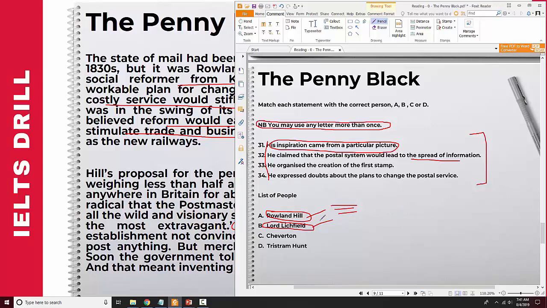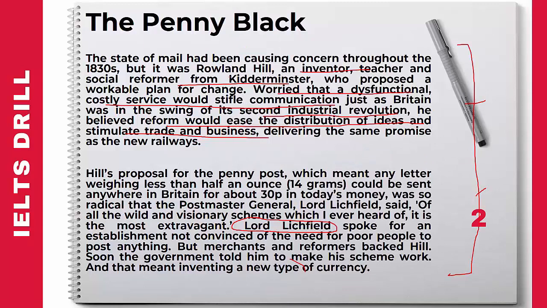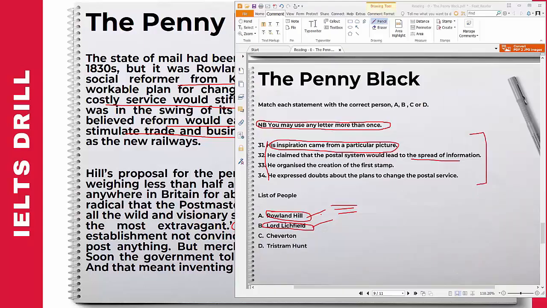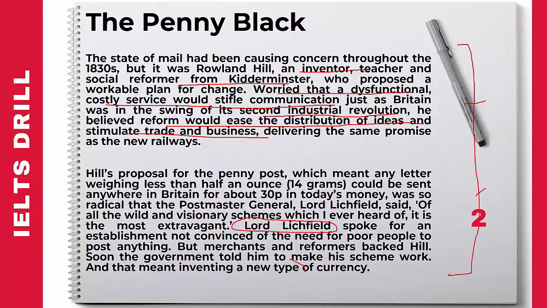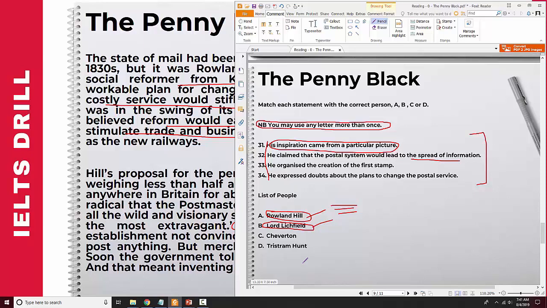Okay, so let's talk about what is mentioned about Roland Hill. See, he was an inventor, teacher. He proposed the idea. He thought that distribution of ideas is more important for trade, and he proposed the idea, etc., etc. Okay, and then it talks about Lord Lichfield, who basically did not like the idea.